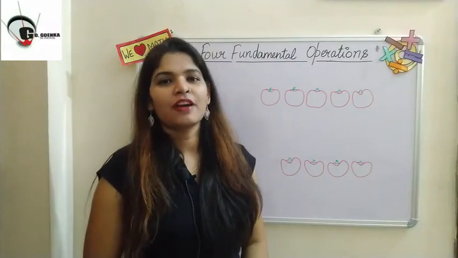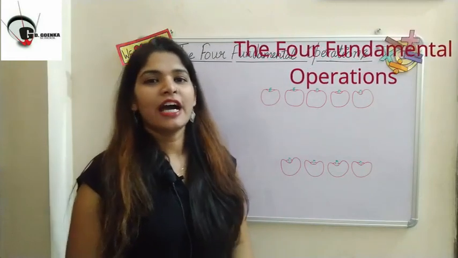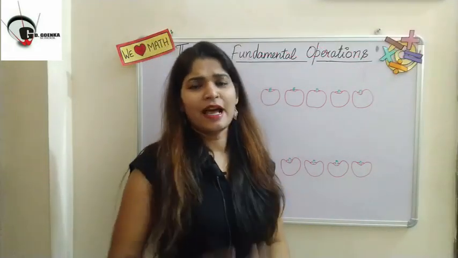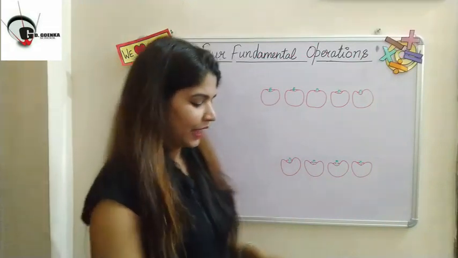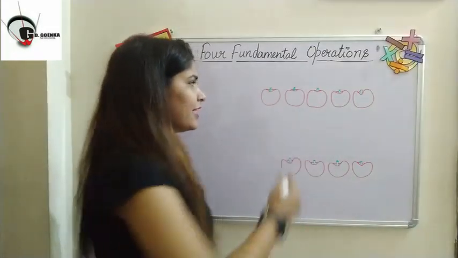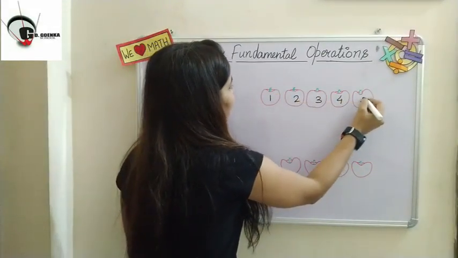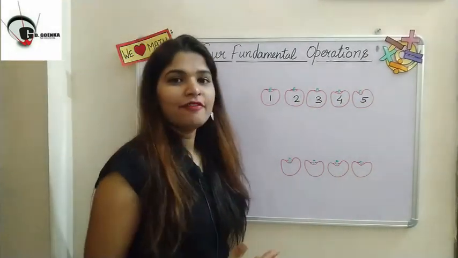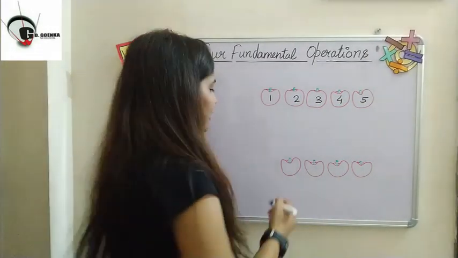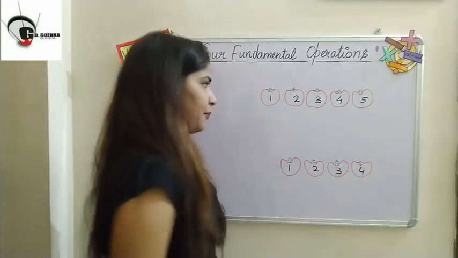So today's topic of the video is the four fundamental operations. So guys, let us go with an example first of all. Suppose I brought 5 apples, that is 1, 2, 3, 4 and 5. So I have 5 apples with me and my friend has 1, 2, 3 and 4 apples with him.